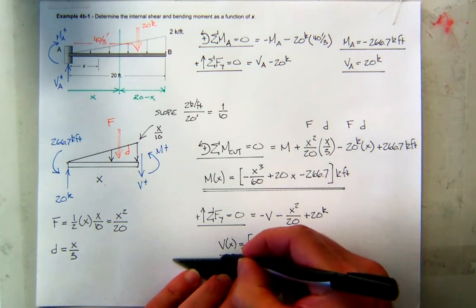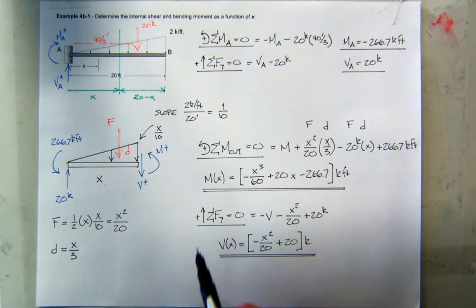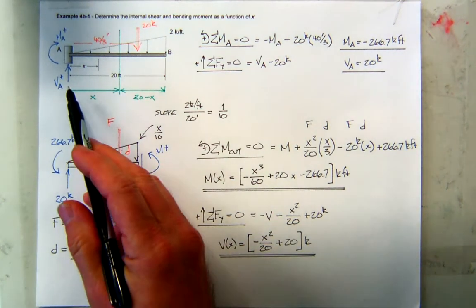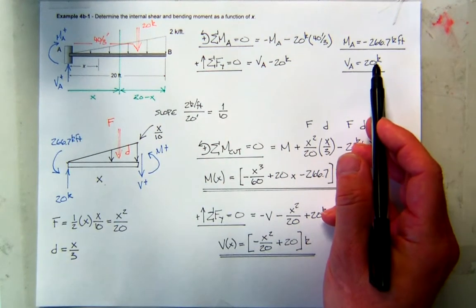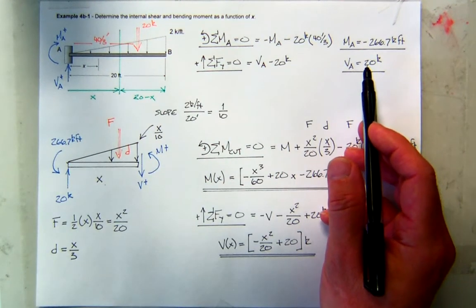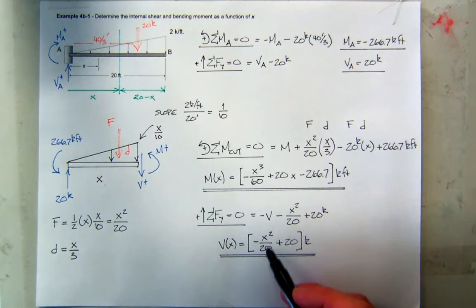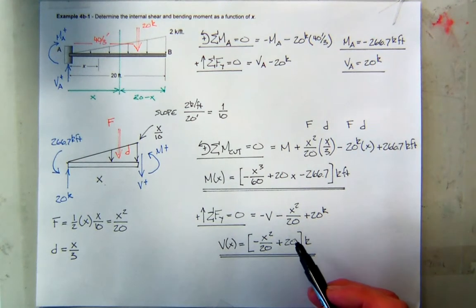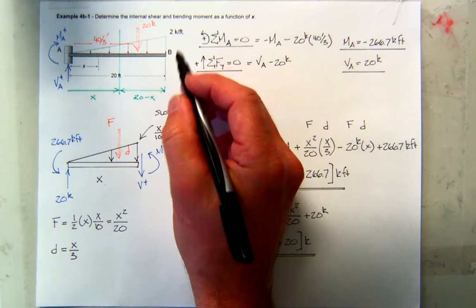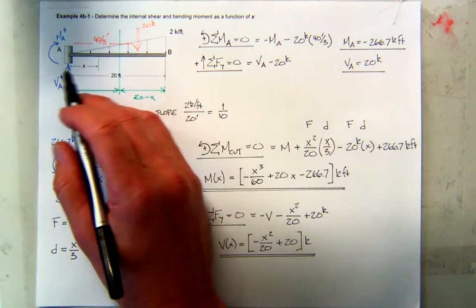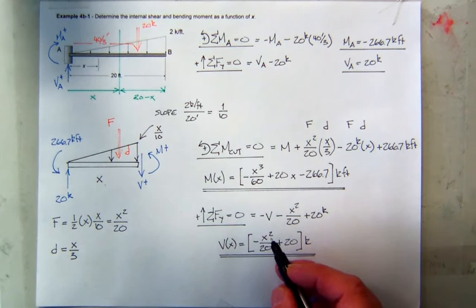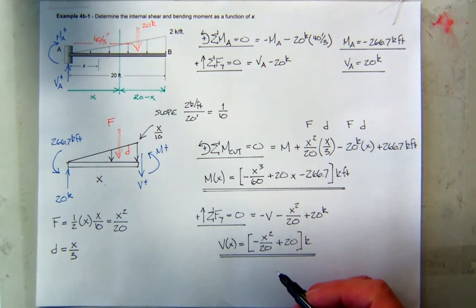Do we know the shear anywhere? What's the shear at A? We solved for it already, right? It was positive 20. And A is at what value of x? 0. So plug in x equals 0. What do you get? Hey, you get 20. It matches. What's the shear at the free end, B? It looks like it's 0. And that's at x equal 20. You plug in x equal 20. Hey, what do you know? You get 0. It works.